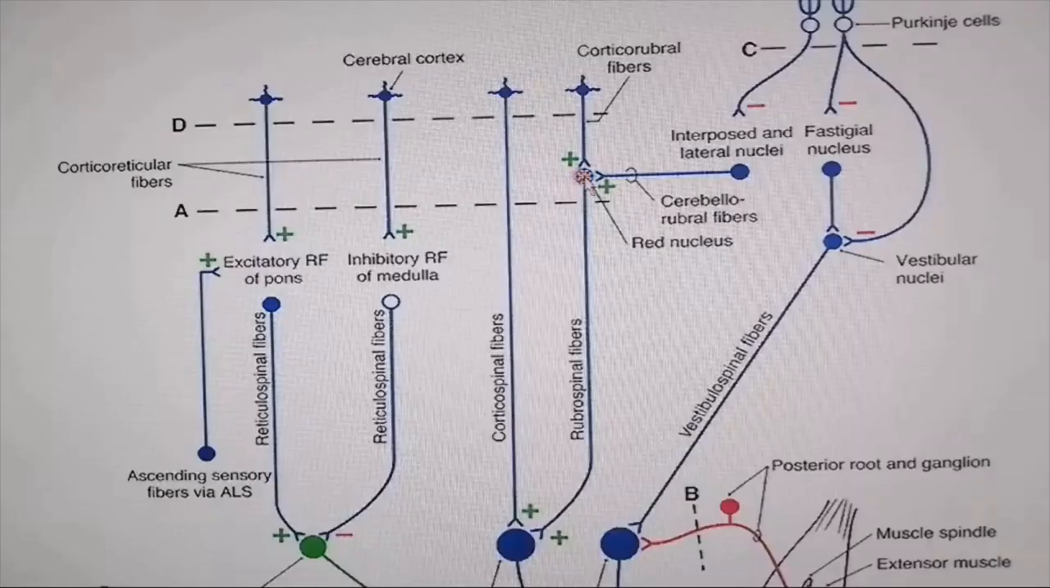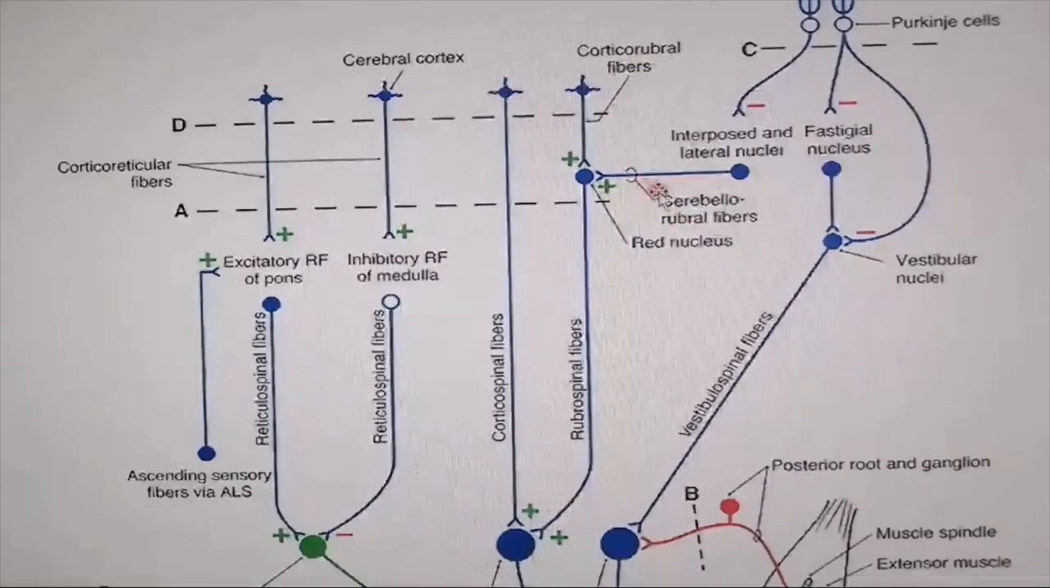What is this? This is the red nucleus. And the cerebral cortex communicates with the red nucleus through short fibers called the corticorubral fibers, which end up directly on the red nucleus. They stimulate it, okay? And from this nucleus, you have the rubrospinal tract going down, again to the flexor alpha motor neuron. There's a cerebro-rubral fiber here as well, which is coming from the cerebellum and stimulating it as well.